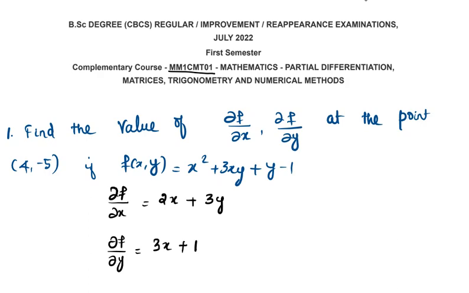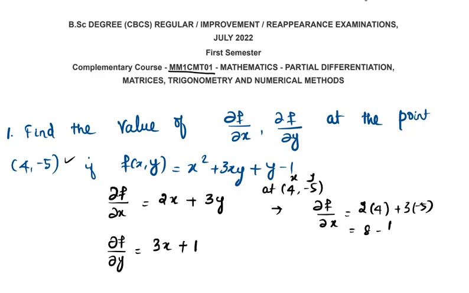Now the question also says that at the point 4, minus 5. So now let us use the point 4, minus 5. That is, x is taken as 4 and y is taken as minus 5. Then our dou f by dou x will become 2 into 4 plus 3 into minus 5. So what will be the answer here? 8 minus 15. So that will be equal to minus 7.